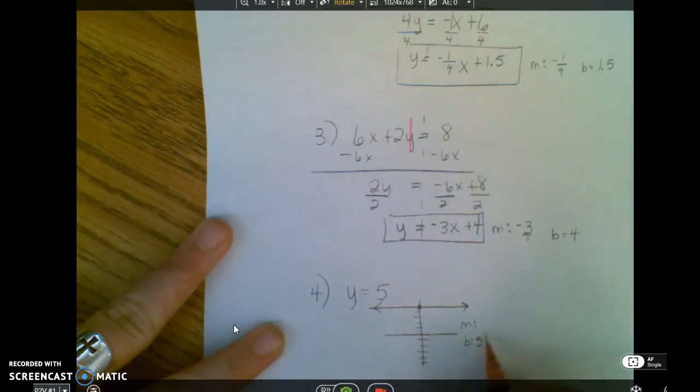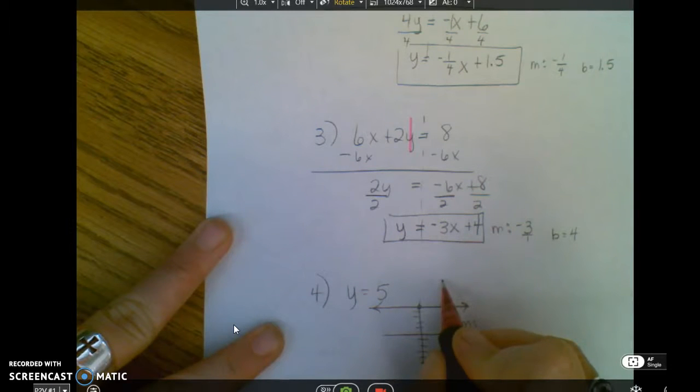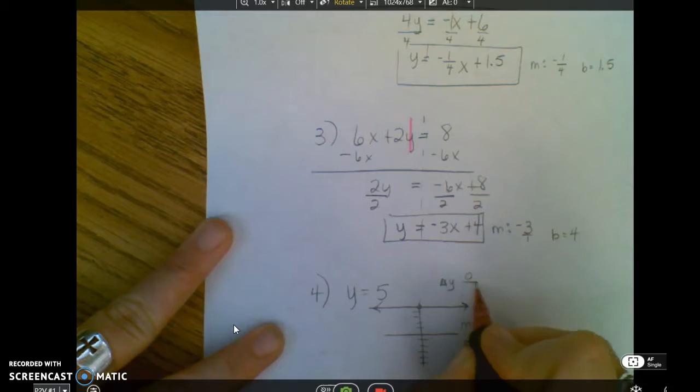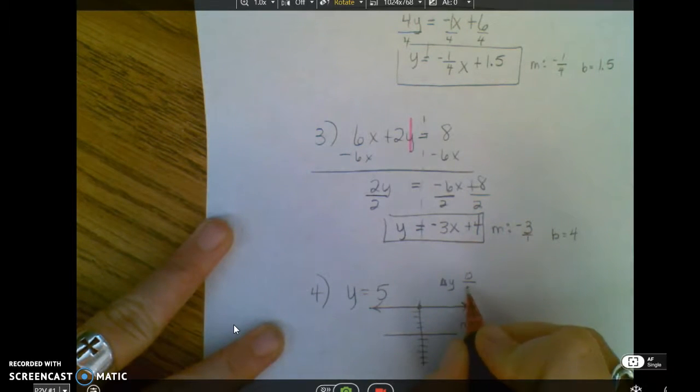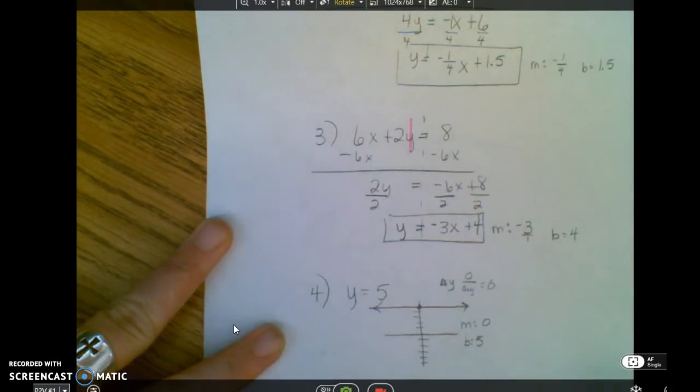Y-intercept is 5. Slope, my y change, I'm not allowed to go up or down, so it's 0. My x change is anything I want it to be. 0 divided by anything is always going to be 0, so my slope is 0.